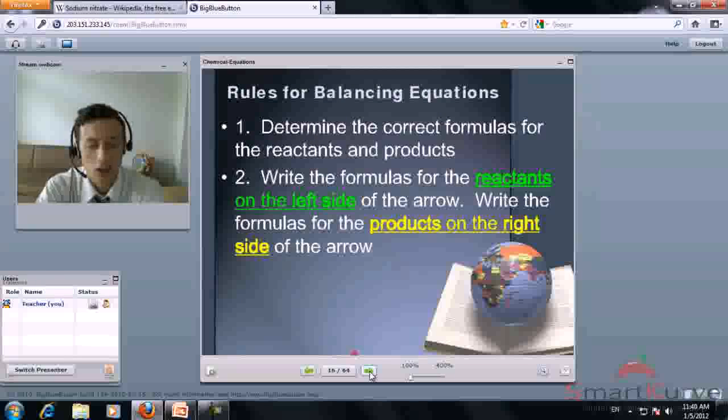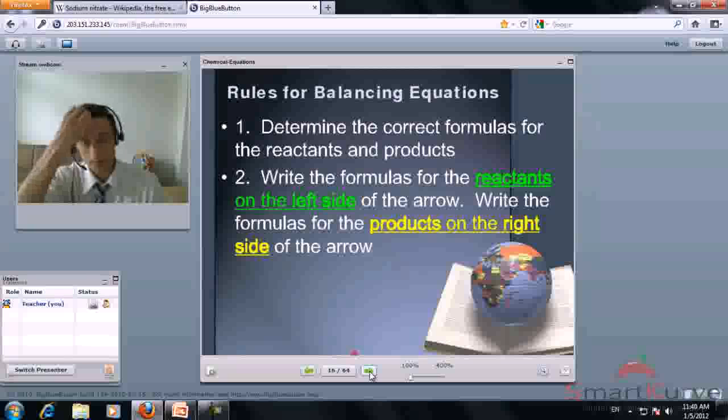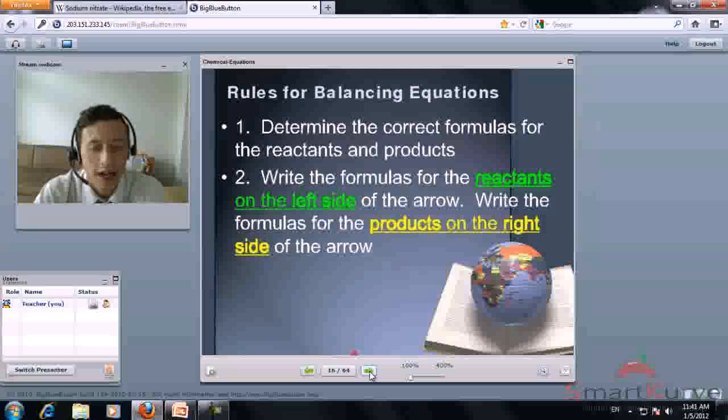Rules for balancing equations here on slide 16. Okay. There we go. Again, determine the correct formulas for the reactants and the products. Again, the reactants are going to be on the left side and the products will be on the right. We read a chemical equation left to right, just like we read written language, just like we would read a sentence in English or in Thai.